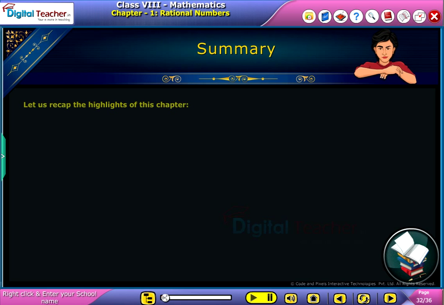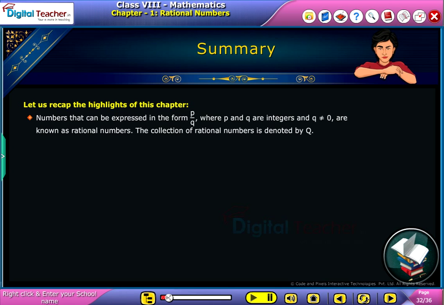Summary. Let us recap the highlights of this chapter. Numbers that can be expressed in the form p by q, where p and q are integers and q not equal to 0, are known as rational numbers. The collection of rational numbers is denoted by Q.